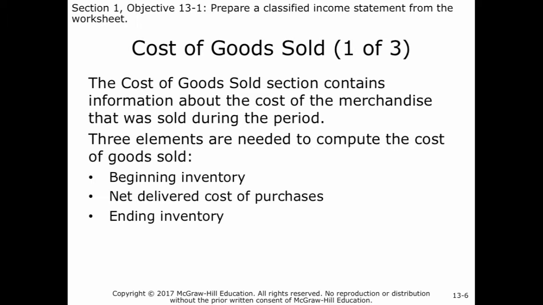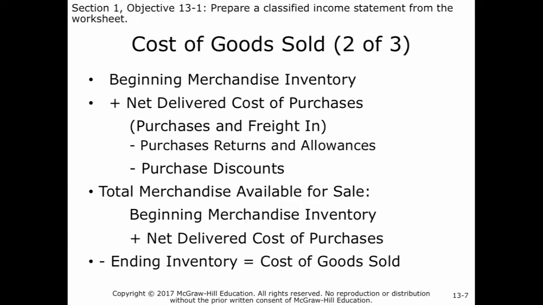Each of those calculations is part of the multiple step income statement, but to get there, it will require you to consider other accounts in order to make those proper calculations. So, to determine the cost of goods sold, you begin by determining the beginning merchandise inventory. This is the inventory level at the beginning of the business period that you are reporting. You also need to determine and add the net delivered cost of purchases, which is determined by adding the cost of any purchases that you made during that same period, and also adding the freight in.